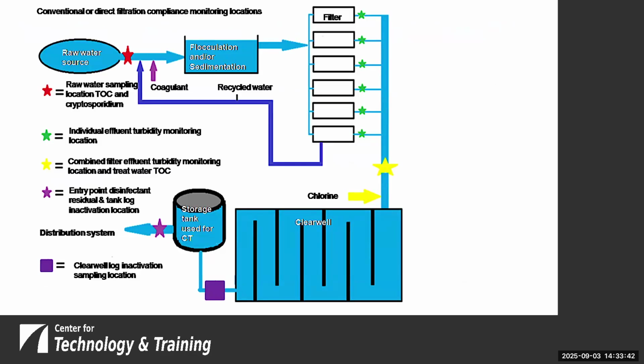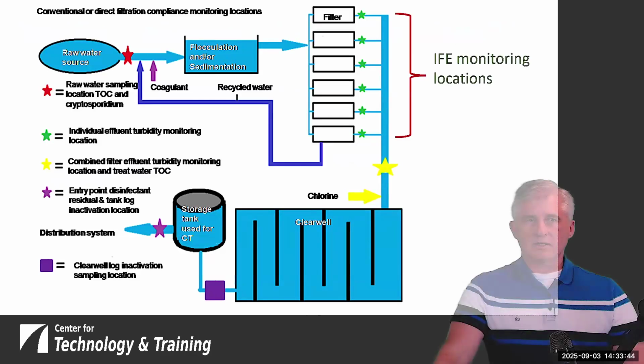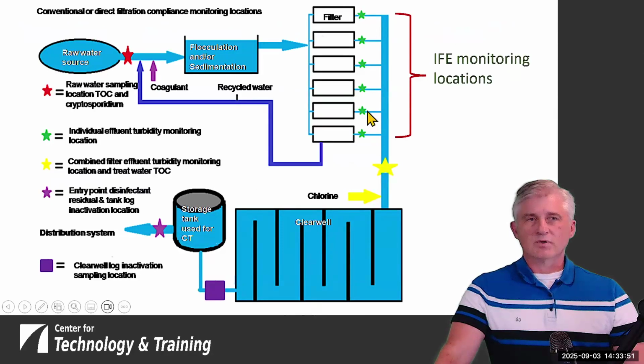So this depicts where our locations would be. Individual filter effluent monitoring locations are after each one of the filters. The combined filter effluent location is typically after all the individuals come together and before the clear well.